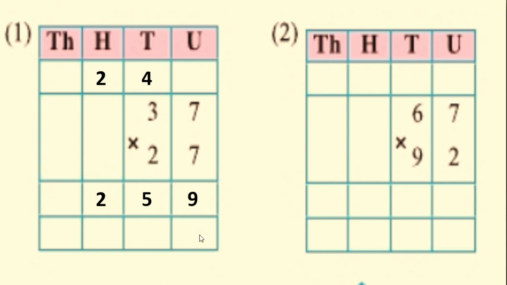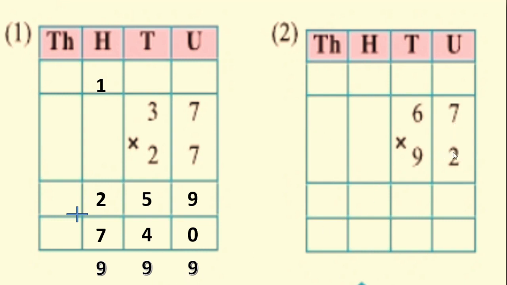So we will put 0 here first. Okay. Now 2 sevens are. 2 sevens are 14. 4 I will write here. 1 is carried over to hundreds place. 3 twos are 6 plus 1, that is 7. Correct? Now we are going to add these two numbers. 9 plus 0, that is 9. 5 plus 4, that is 9. 2 plus 7, that is 9. Isn't it? 999.